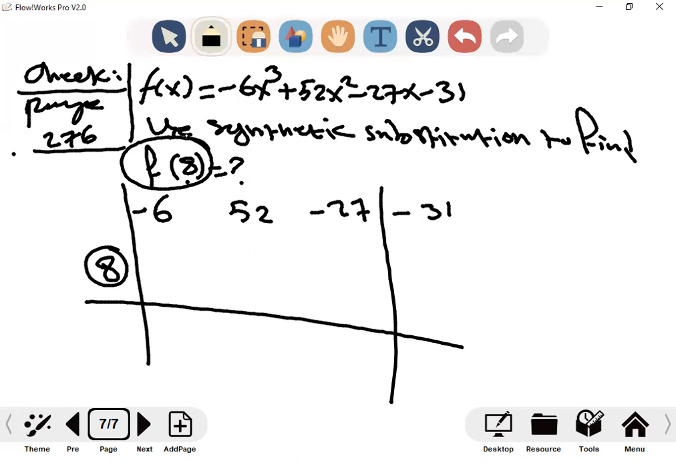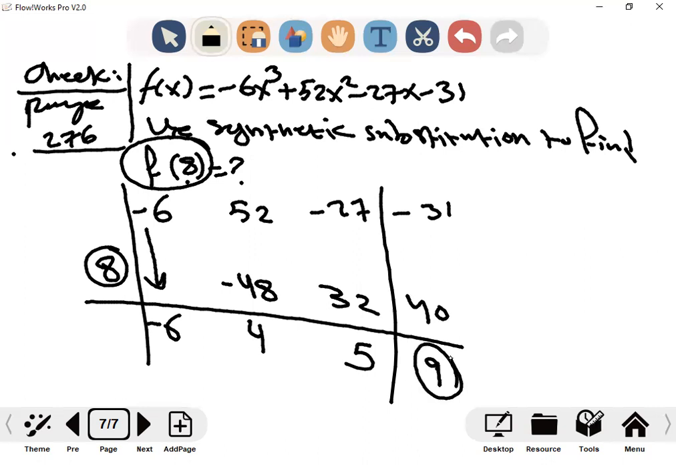Now, negative 6 down, right? Same way, same steps. 8 by negative 6, negative 48, plus 52, 4. 8 multiply 4, 32 minus 27, 5. 8 by 5, 40 minus 31, 9. So f of 8 equal what? 9.